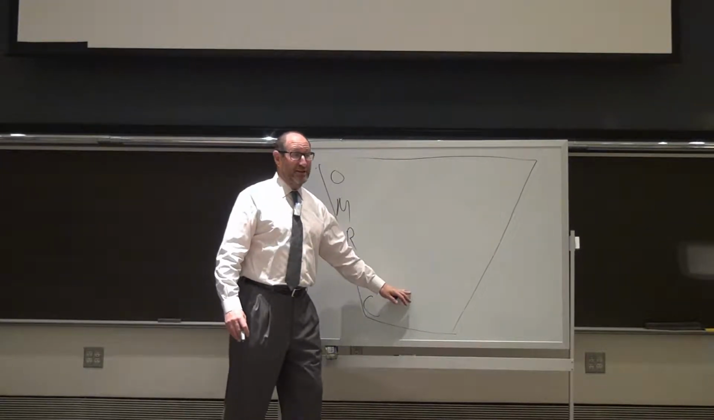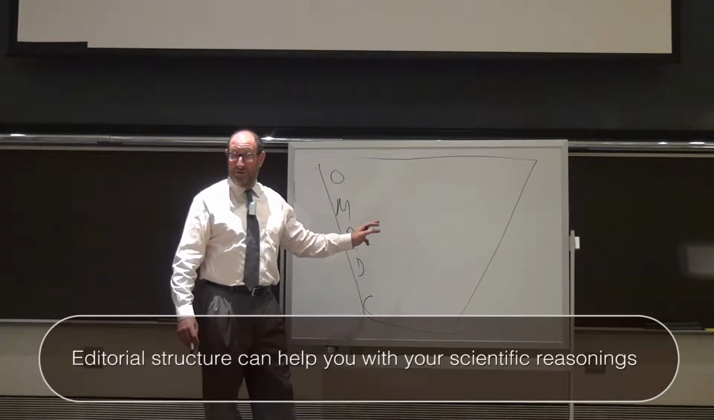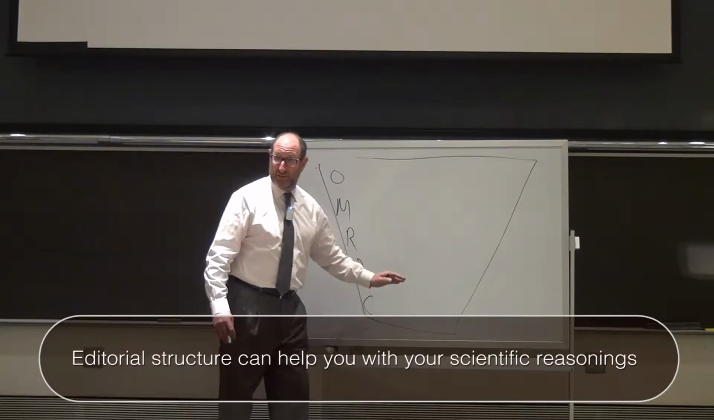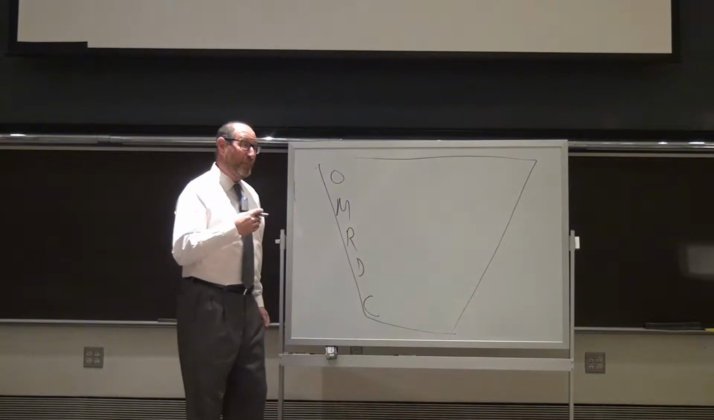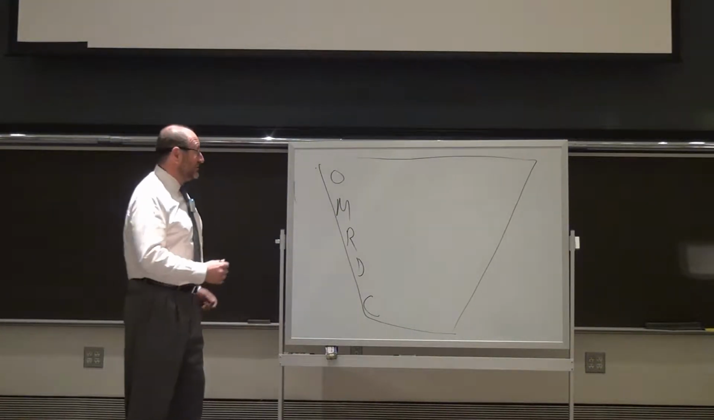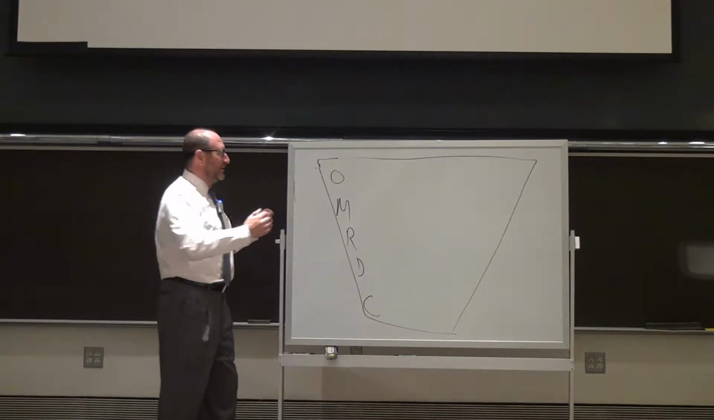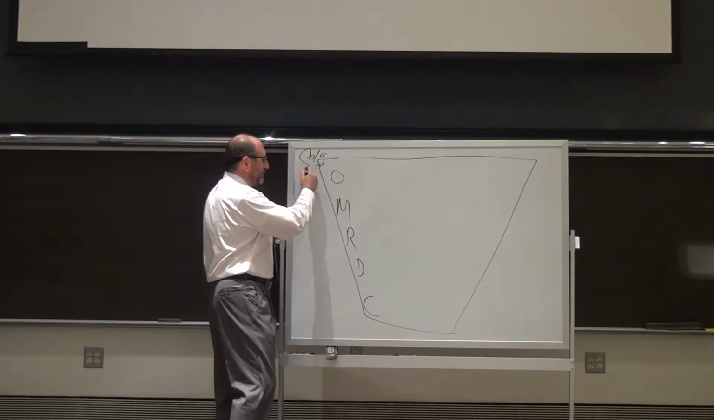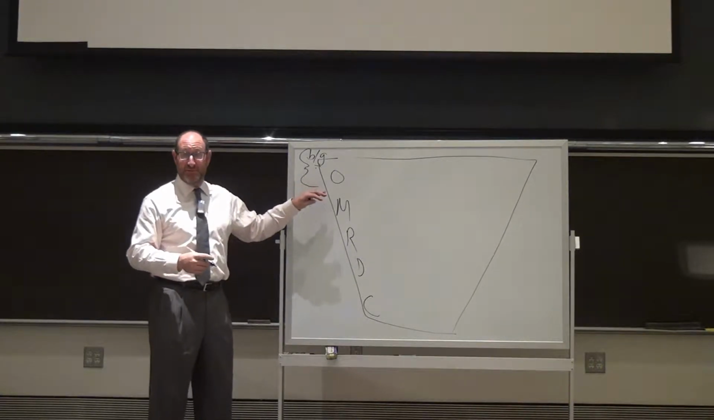And again, this is an example of how the editorial structure can help you with your scientific reasoning in coming to a conclusion, to help you make a better case for that conclusion to the reader. So the idea is that because of this problem that exists, I'll just say background. The introduction would include a paragraph or two of background and then the objective statements.